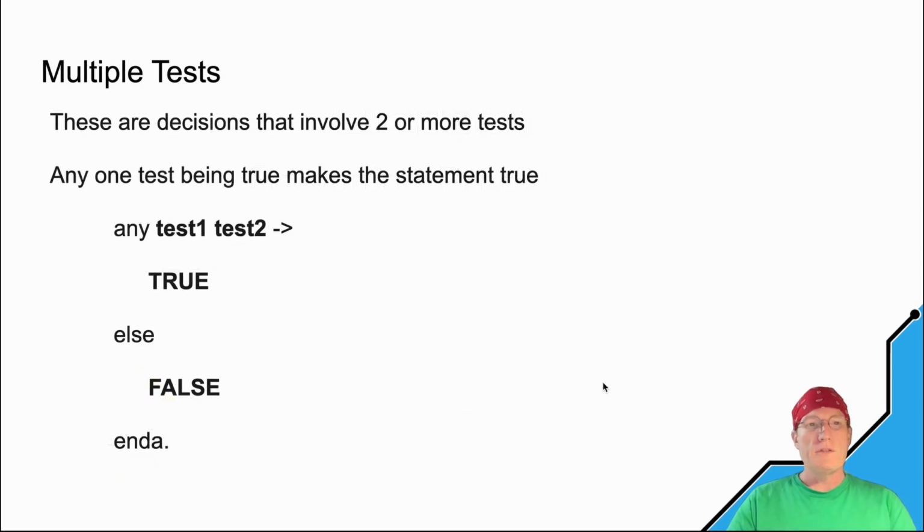So far, we've looked at the any statement and we looked at one or two tests. So for example, any test 1, test 2. If both tests are true, then we will run the true action. If both tests are false, then we run the false action. But if either one of the two tests is true, we still run the true action. So basically, any one of these tests can be true, and you can have more than two tests, you can have as many tests as you want. We'll always run the true action as long as one of them is true.